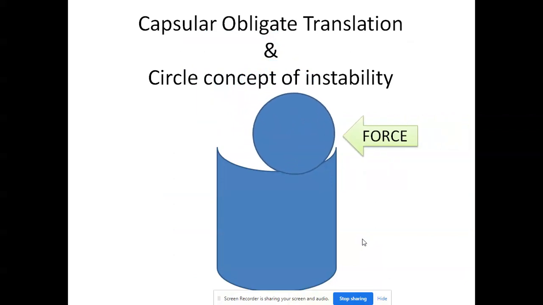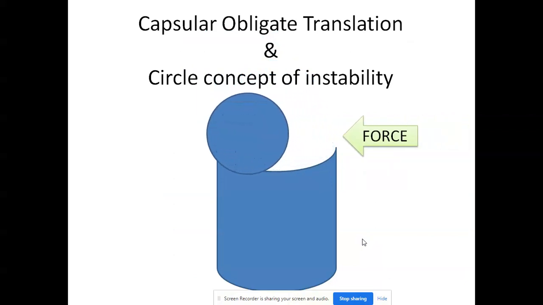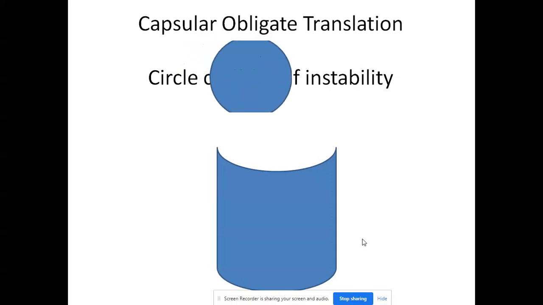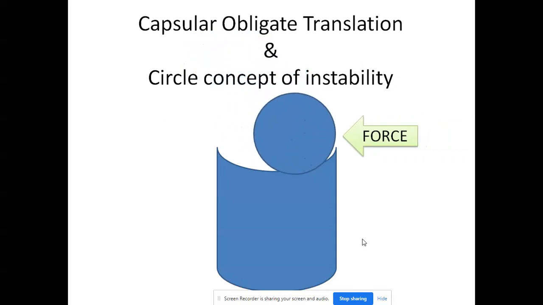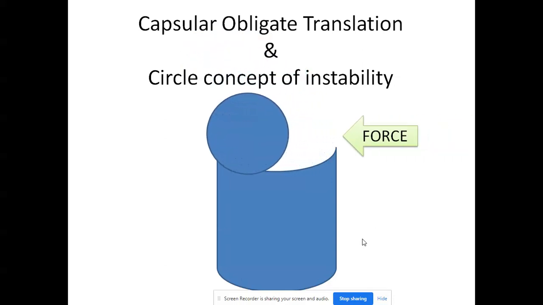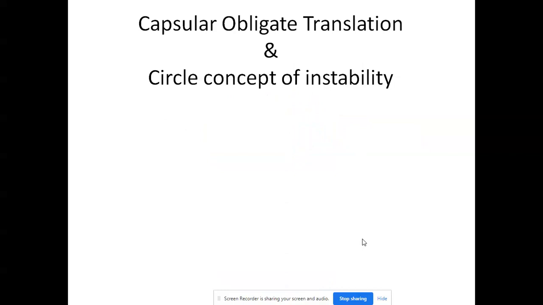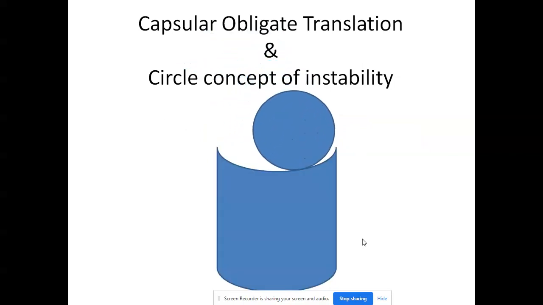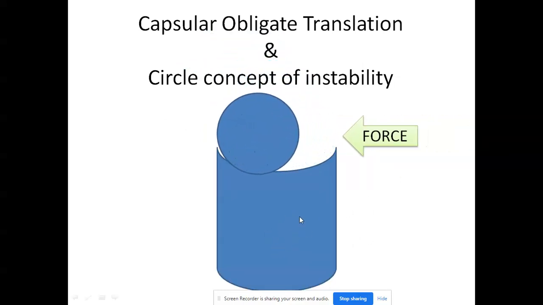Coming to capsular obligate translation. Just look at the video. I'll repeat it again. Just look at the video. See, I have already told you that the down part, the inferior part of the diagram, consider it to be your scapula. The circular part, consider it to be your glenoid fossa. The round part, consider it to be your humeral head.